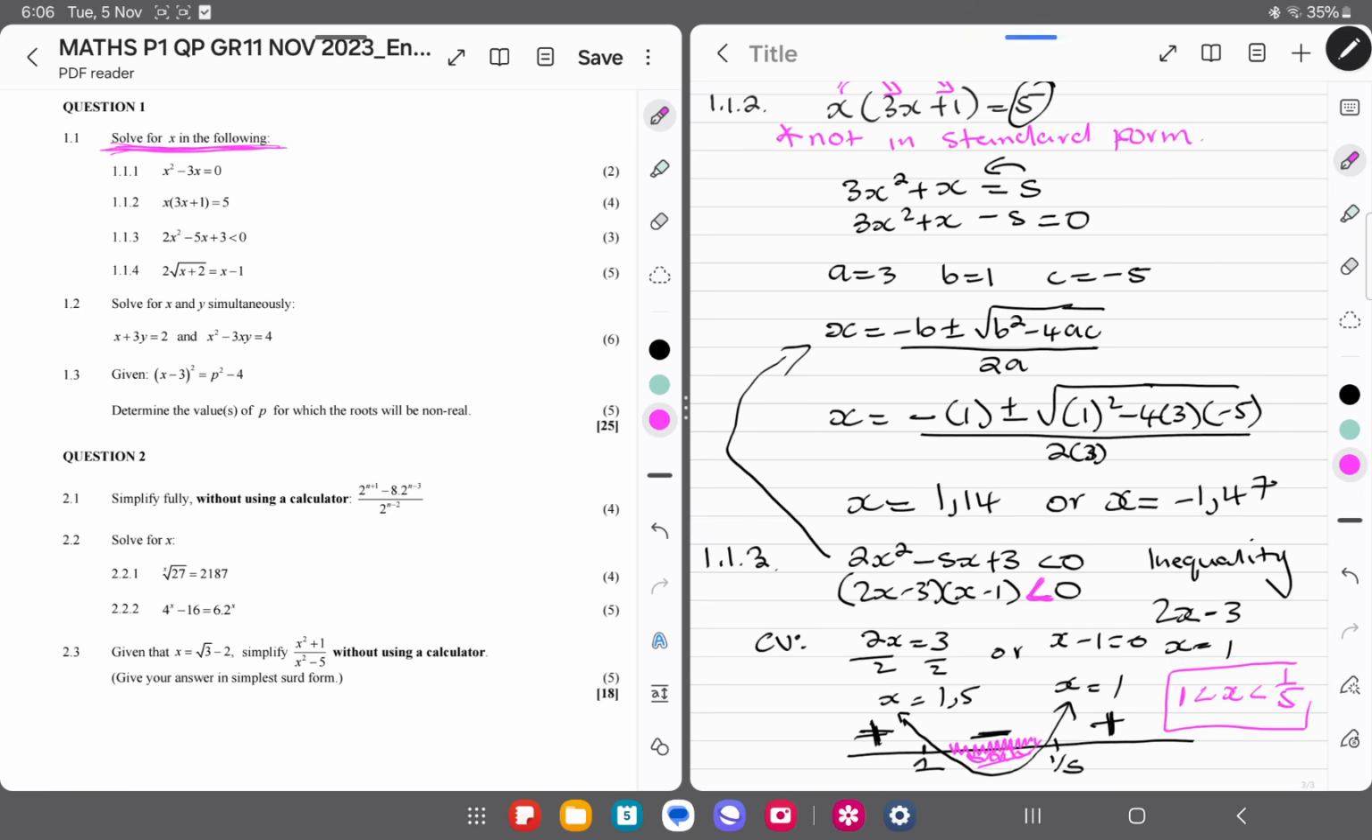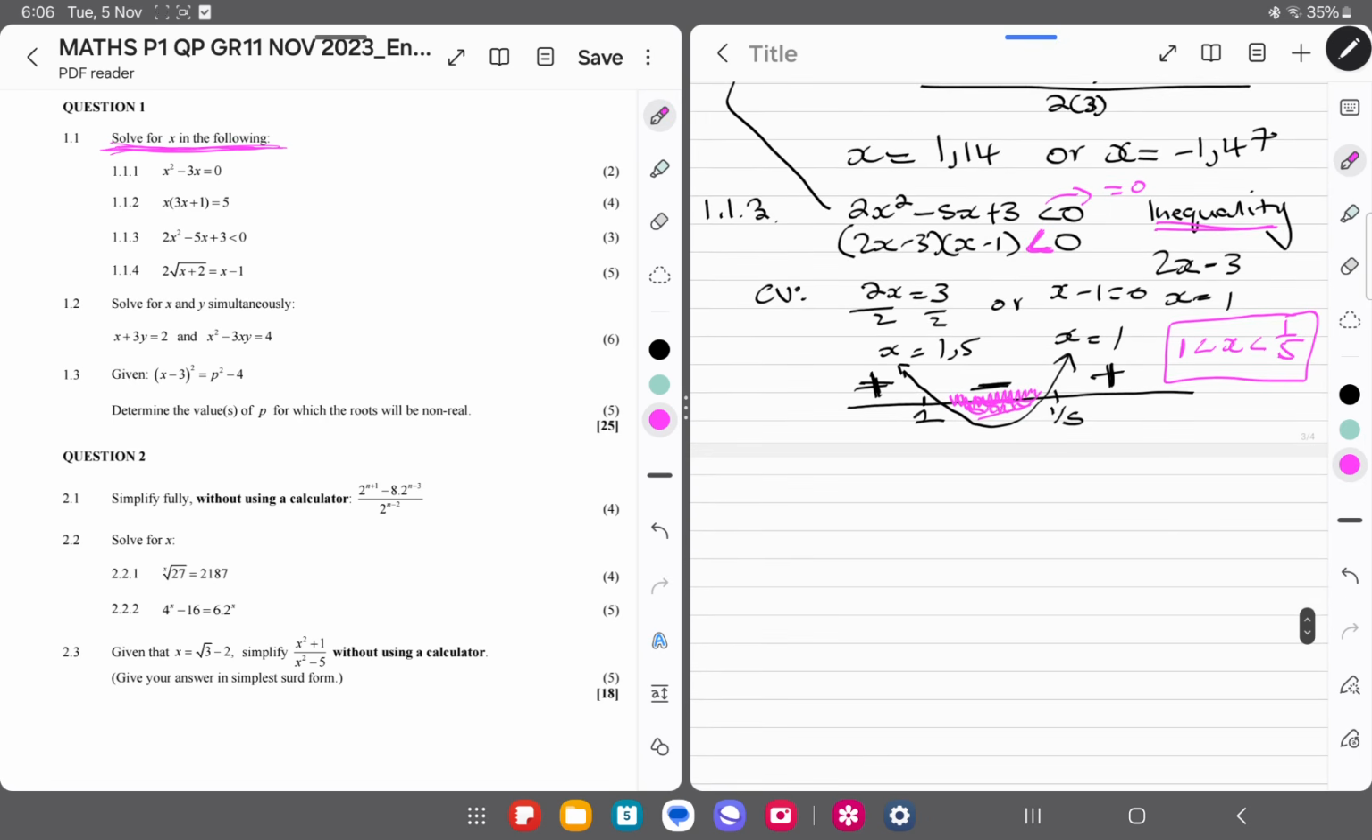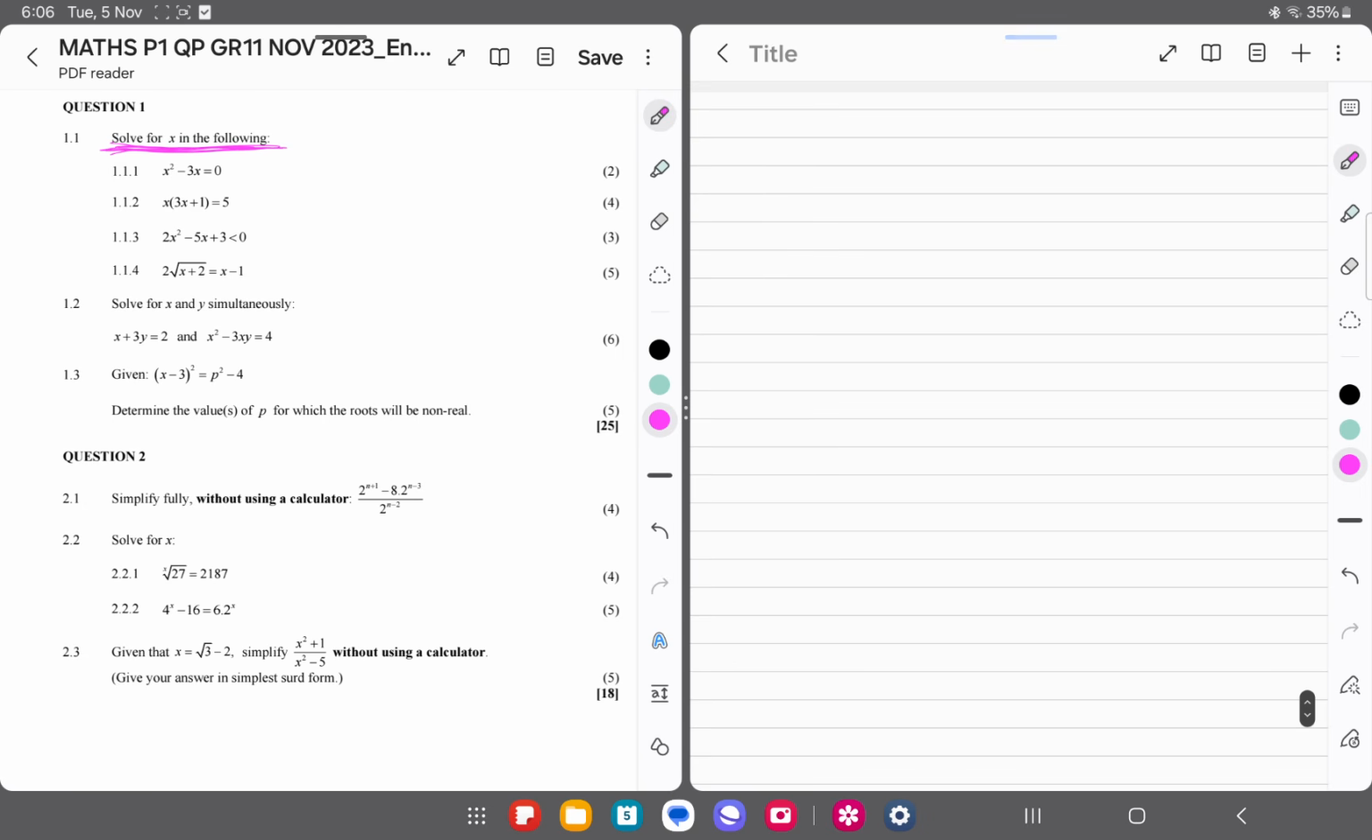That becomes your answer. Please don't be that person that, when they get to inequality, makes it as if it's solved for x. They forget about the inequality, make it equals to, and then they solve. It's not going to work. You need to test your region. We need to see this at least. Good. Let's go to 1.1.4.